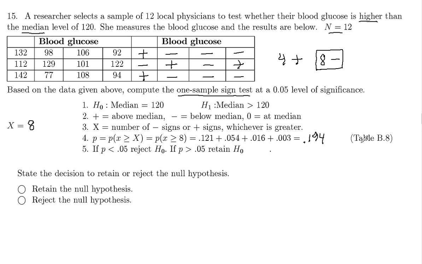Then we state our decision to either reject or retain. What you do is compare this probability to 0.05, which is the level of significance of the test. And 0.194 is greater than 0.05. So it's not significant. We are going to retain the null hypothesis. So that is how you do a one sample sign test. And these steps are also on the exam 3 formula sheet for you.